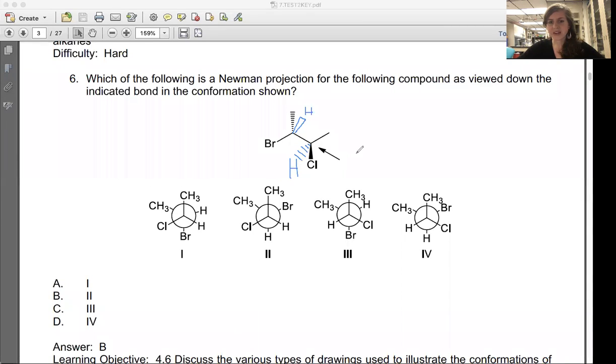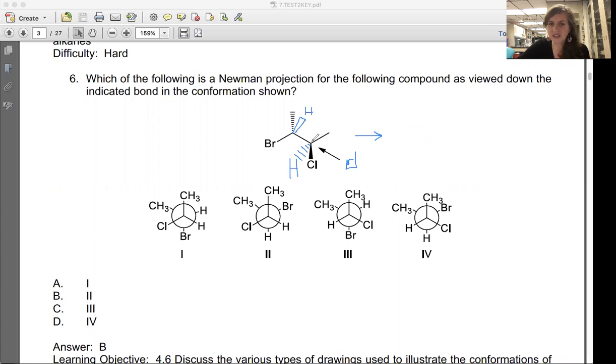Okay, now they're instructing us to look down the carbon-carbon bond at this point. So this is a 4-carbon structure. We're looking down carbon 2, carbon 3 at this point. So what we need to do is imagine that we're taking the structure and flipping it to the left, out of the plane of the screen.